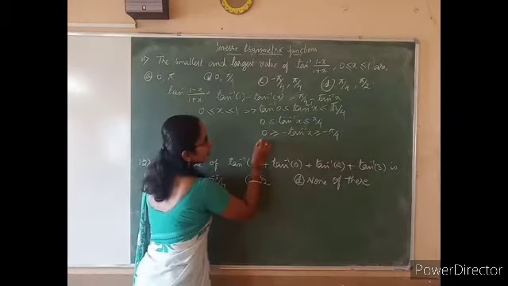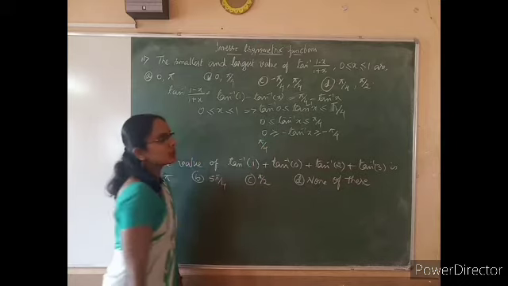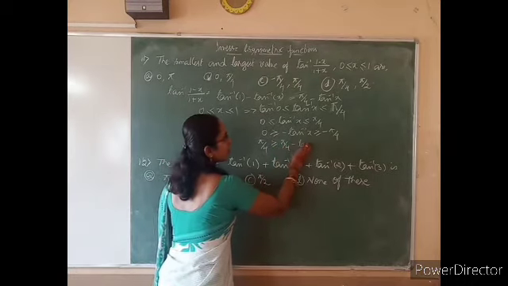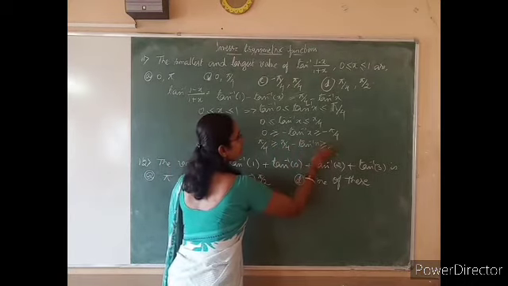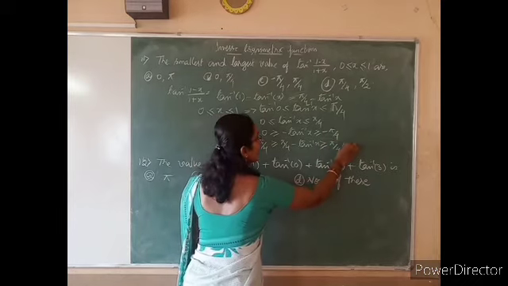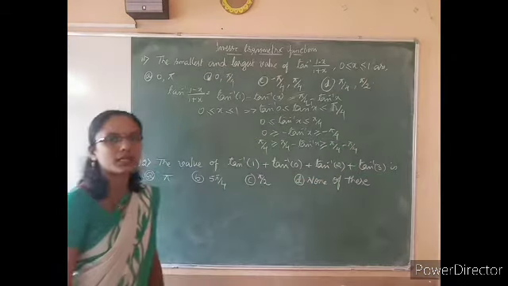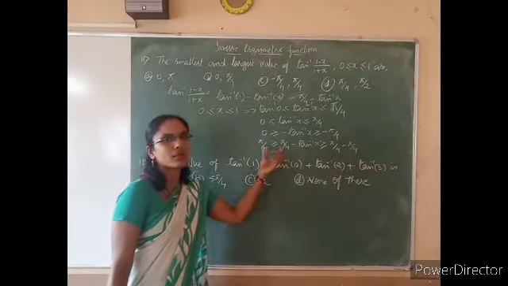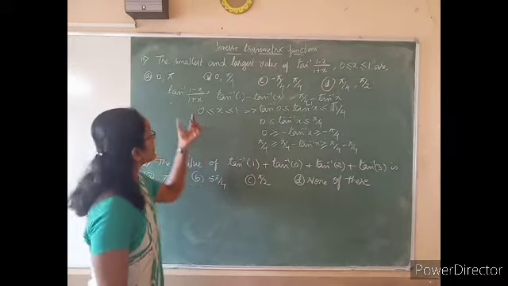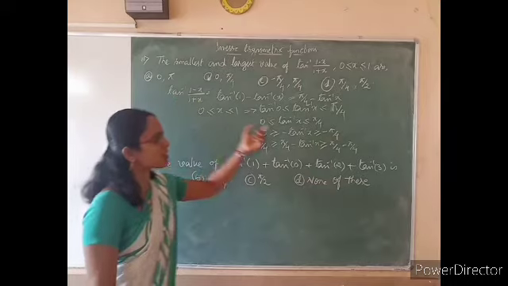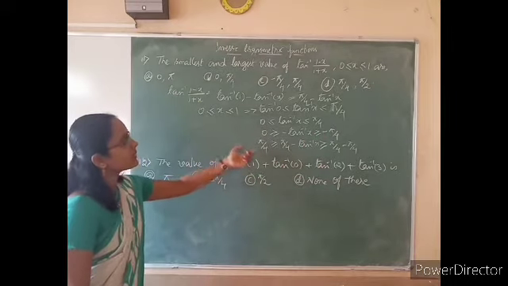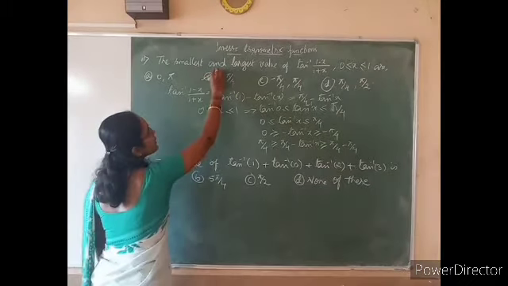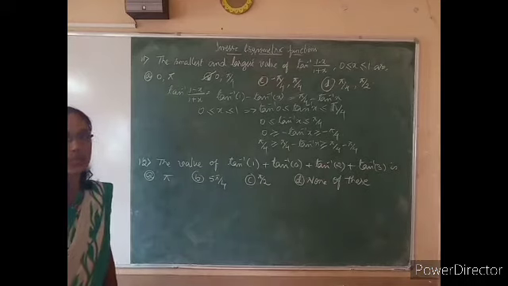If I add pi by 4 throughout the inequality, you get pi by 4 is greater than or equal to pi by 4 minus tan inverse of x is greater than or equal to pi by 4 minus pi by 4. So pi by 4 minus pi by 4 is 0. So 0 is less than or equal to this expression is less than or equal to pi by 4. That means the smallest value of this expression will be 0 and the greatest value will be pi by 4. So 0 and pi by 4 will be the smallest and largest value of the given expression.